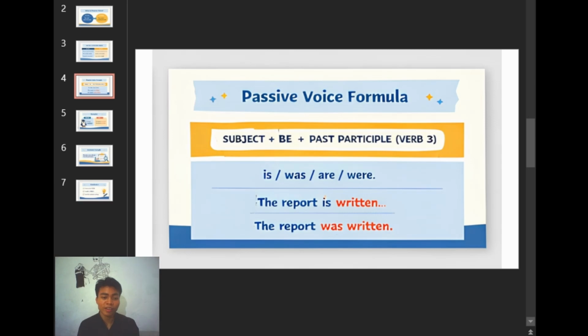Now let's learn the formula to write this passive voice. The formula of passive voice is very simple. It's subject plus to be plus verb 3, or past participle. The verb be can be is, am, are, was, or were. For example, the report is written, and in the past tense we make it the report was written. So remember, be plus verb 3.